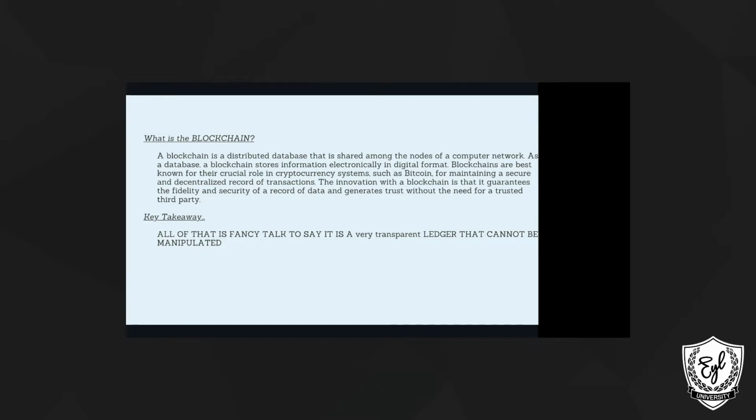The key takeaway from all that fancy talk is to simply say it's a very transparent ledger that cannot be manipulated. Why is that important? Imagine a space like the stock market, where people are spending money, a CFO of a company might buy back shares, and sometimes there might be a whole quarter, or even a full year, before certain things come to light.